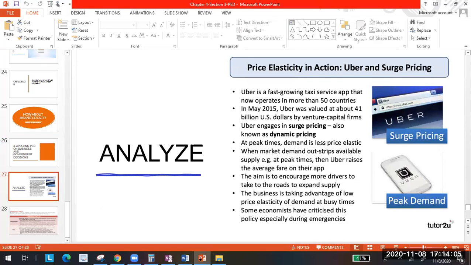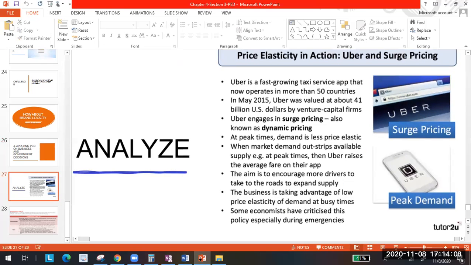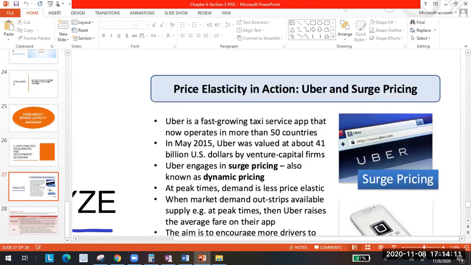Now, can you read the slide? Uber is a faster growing taxi.